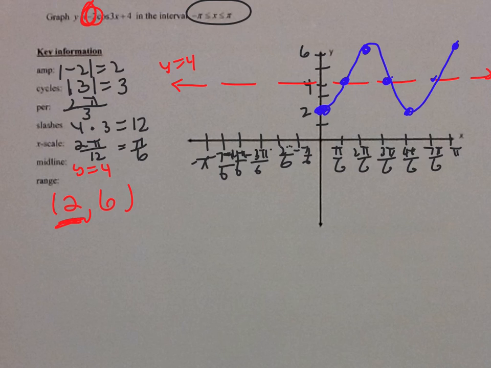So at negative pi over 6, I'm at my min, so I have to hit 4, and then max at negative pi over 6. Hit 4 at negative 3 pi over 6. Min at negative 4 pi over 6. At negative 5 pi over 6 would be 4, and then negative pi would be there.